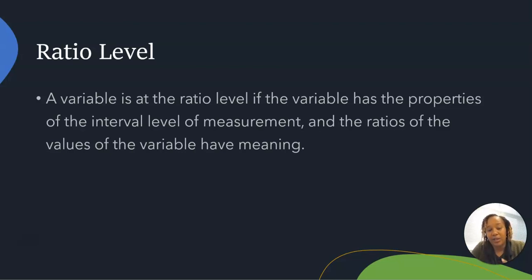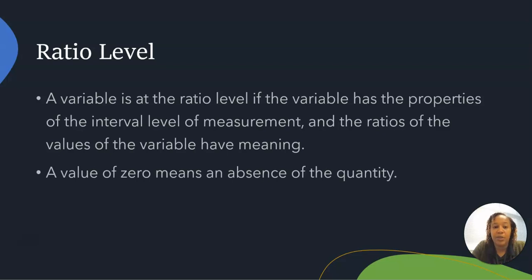So when you divide the two values, that has a meaning, all right? And so the value of 0 with the ratio level does mean an absence of quantity. So this is how you're going to decipher between whether it's interval level data or ratio level data. If the value of 0 does mean the absence of a quantity, then it's ratio level. If the value of 0 does not mean the absence of a quantity, then it's interval level, okay?